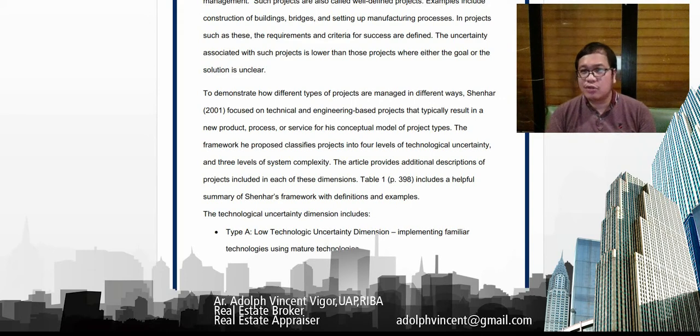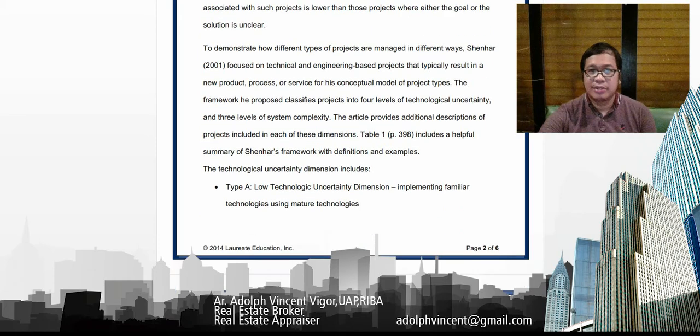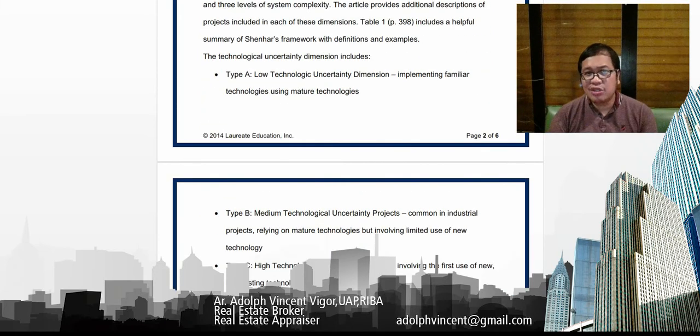So if you're just doing a small scale project such as a residential building or a fence or waiting shed, of course, the materials and the processes and technologies are already mature, so a lot of things will already be known. Okay, then type B, we have the medium technological uncertainty projects, which are common in industrial projects relying on maturing, limited use of new technology.